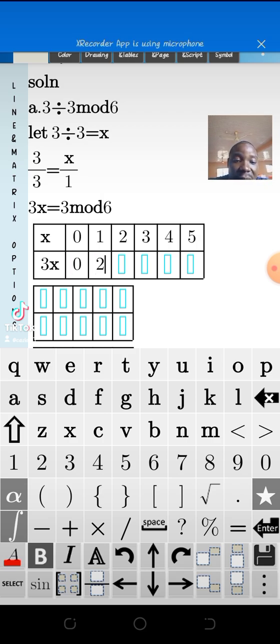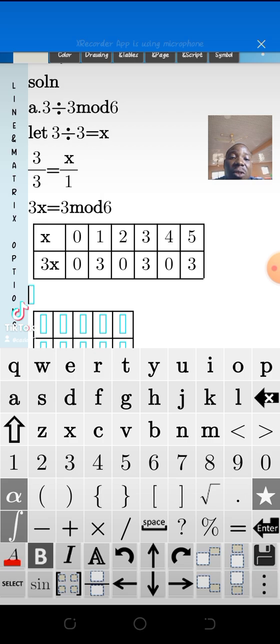3 times 1 is 3. 3 times 2 is supposed to be 6, but since we are dealing with mod 6, it's going to be 0, because 6 divided by 6 is 1, remainder 0. Then 3 times 3 is supposed to be 9, but since we are dealing in mod 6, we are going to have 3, because 6 into 9 is 1, remainder 3. And then 3 times 4 is 12 normally, but this is going to be 0 because 6 into 12 is 2, remainder 0. And then 3 times 5 is 15 normally, but 6 into 15 is going to give you 2, remainder 3.